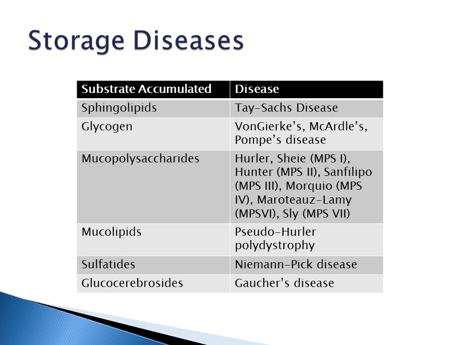Here's an example of several storage diseases. So on the left you have your substrate that's accumulated, and on the right is the disease. So when you accumulate sphingolipids, this is Tay-Sachs disease. When you accumulate sulfatides, it causes Niemann-Pick disease. So depending on what the substrate is, you get various diseases.